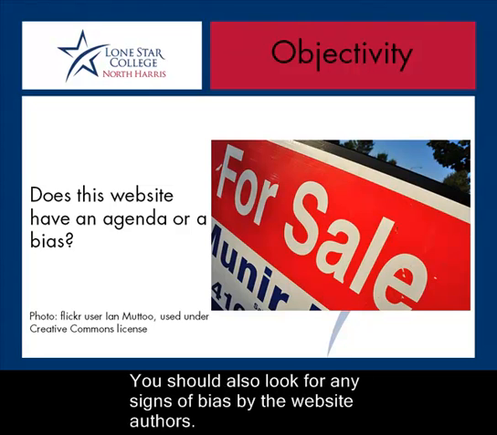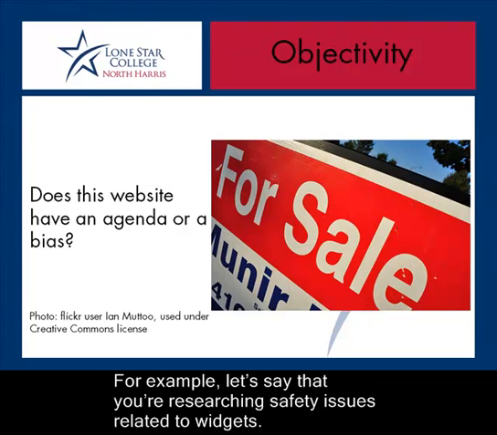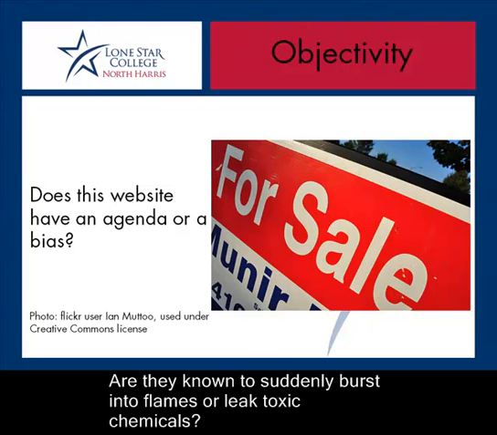You should also look for any signs of bias by the website authors. Ask yourself, does this website have an agenda or a bias? For example, let's say that you're researching safety issues related to widgets. Are they safe to have around the house? Are they known to suddenly burst into flames or leak toxic chemicals?